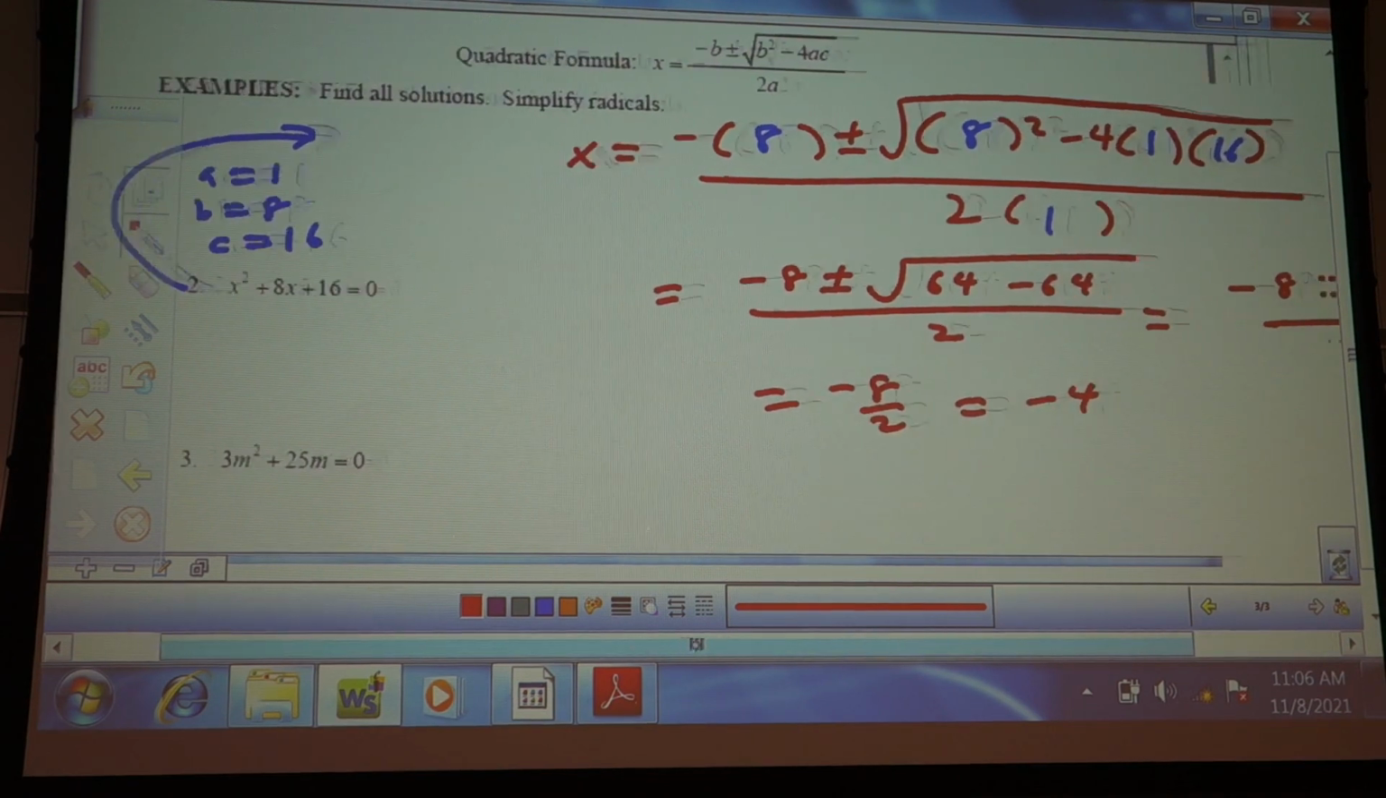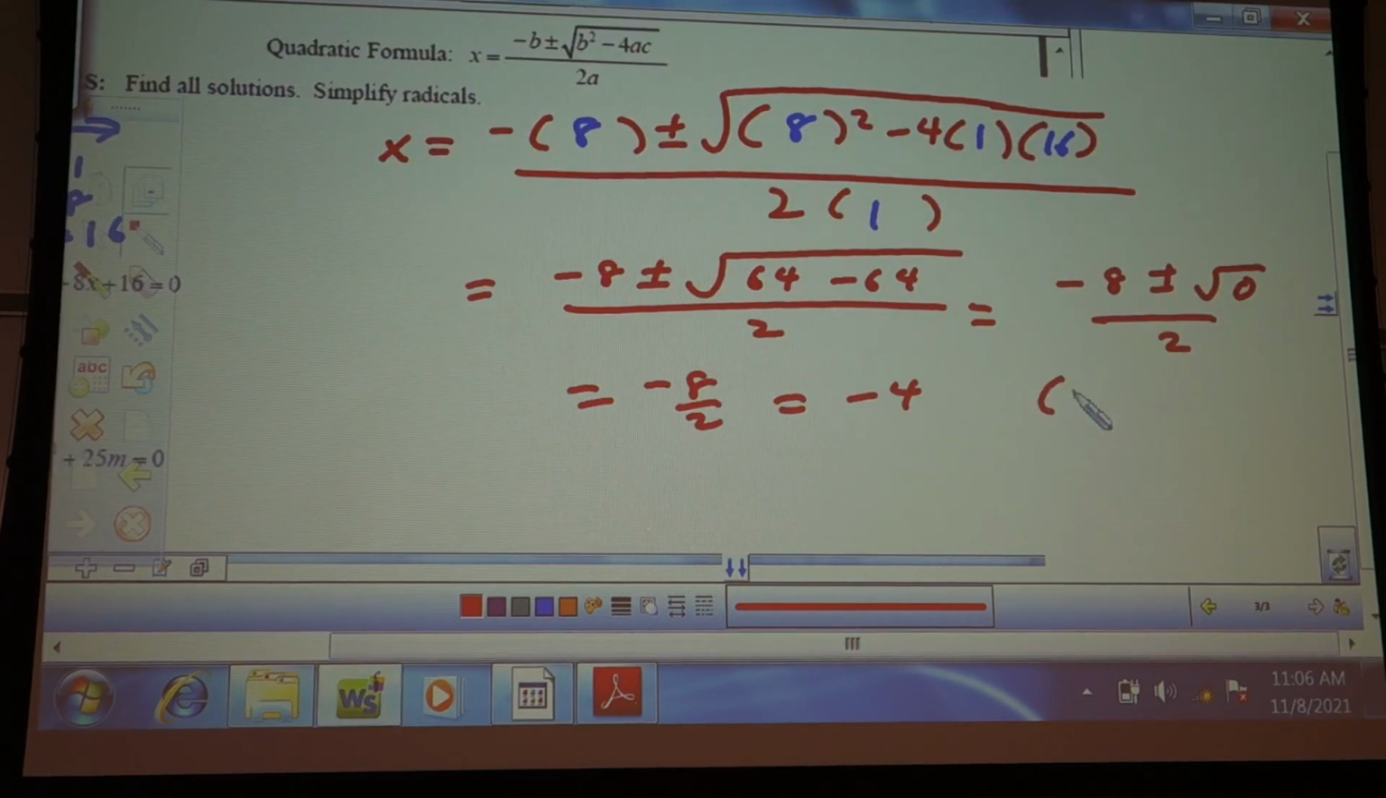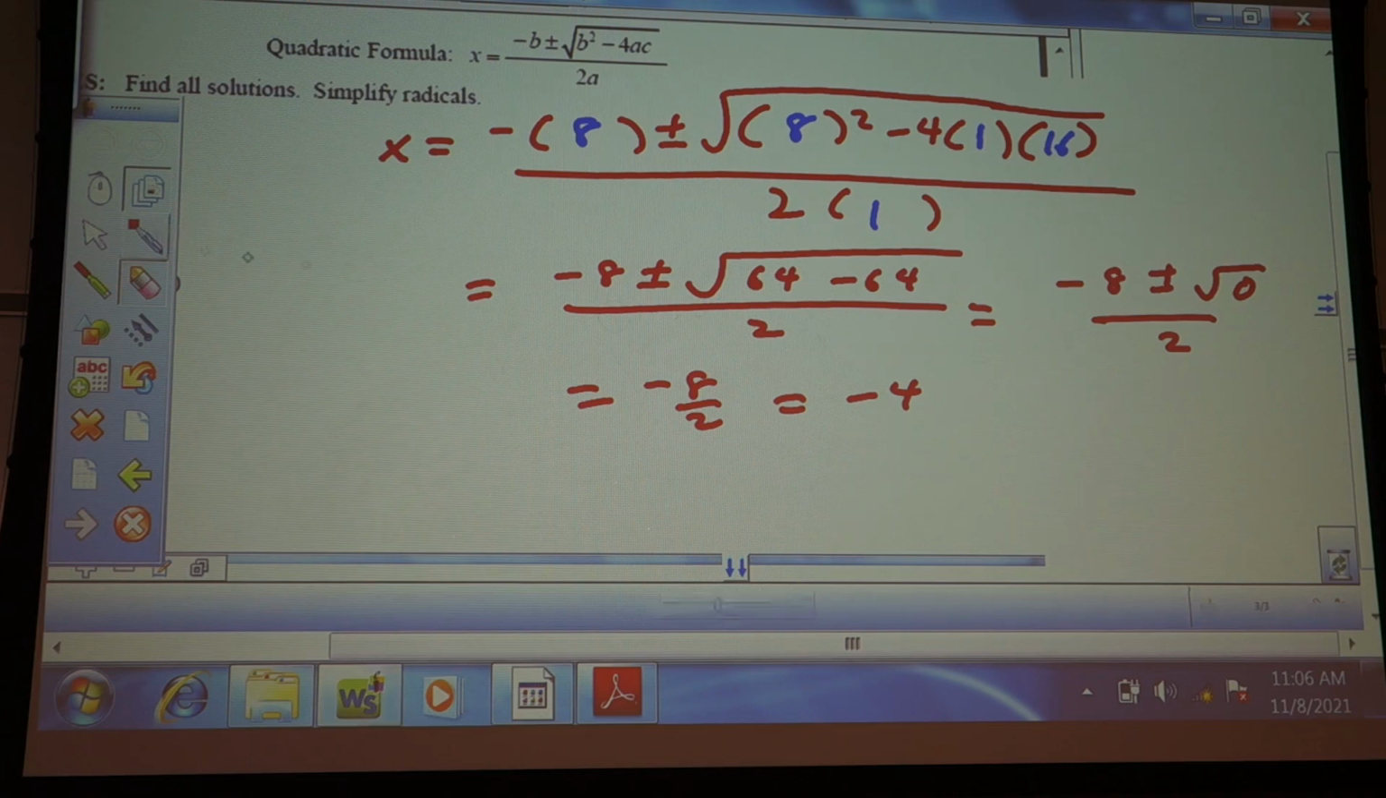But we now need to set it equal to 0. So we have x, oh, sorry, that's it. X equals negative 4. That is our solution.